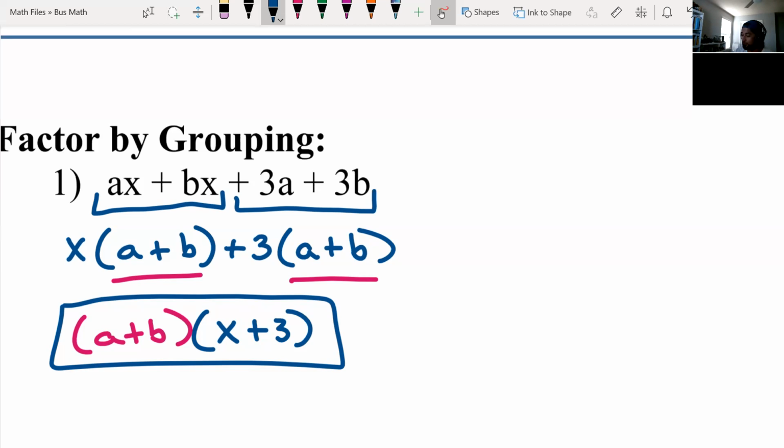Any questions on that one? Looks really familiar now that I'm looking at it. So that's good.